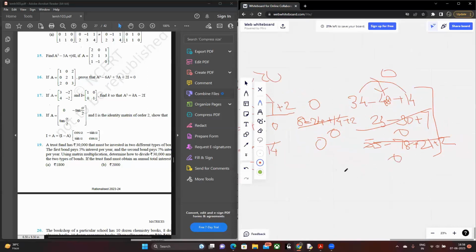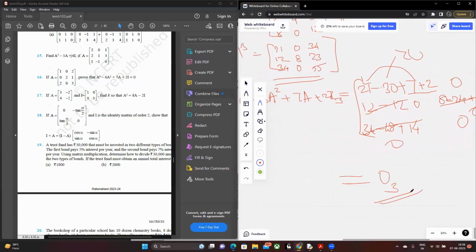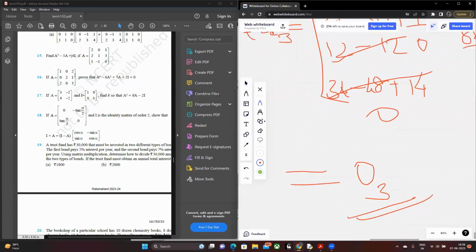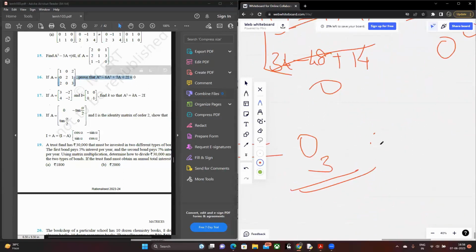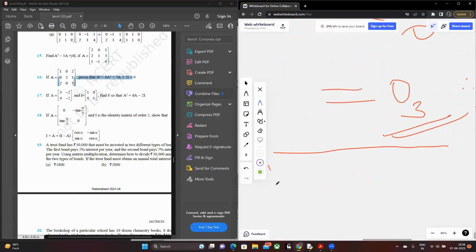Minus 78 from 0. Therefore, this whole thing is equal to O3. That is the 0 matrix, and that is what they've asked us to do. That ends question number 16.